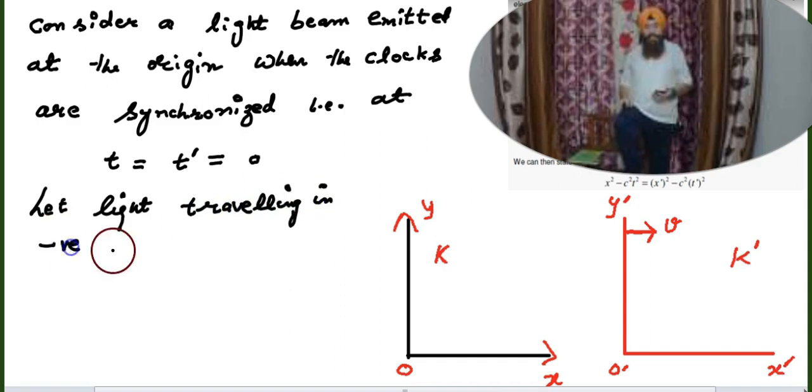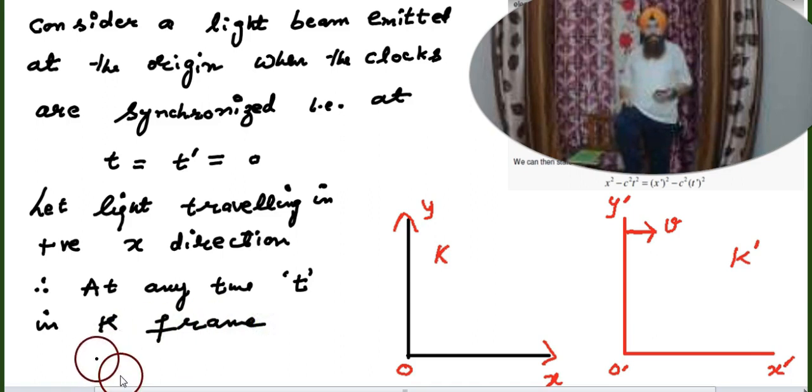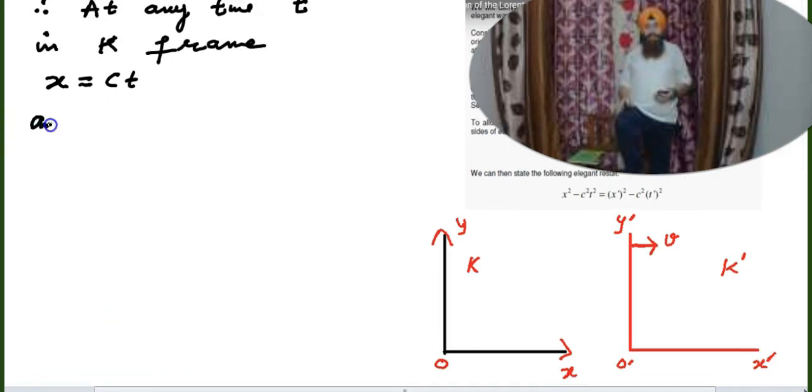Now let the light be traveling in the positive x direction. At any time t in the K frame, what is the velocity of light? According to the special theory of relativity, the velocity of light is a constant. So the distance covered in any time t in the K frame will be x equals c into t.